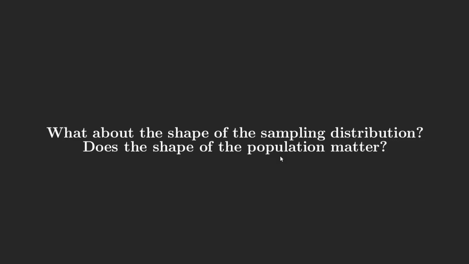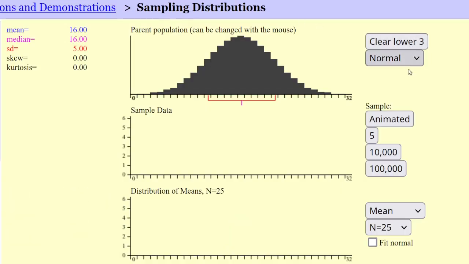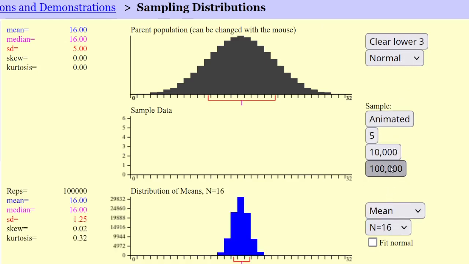Okay, what about the shape of this? And does the shape of the population matter? This is a really cool tool that we have here, because if we clear this up, first, what we'll notice is that when we do this, it seems like all of these distributions are pretty much normal, right? If we go to n equals 5 and we do these, we have another normal distribution with a different standard deviation, but the same mean.